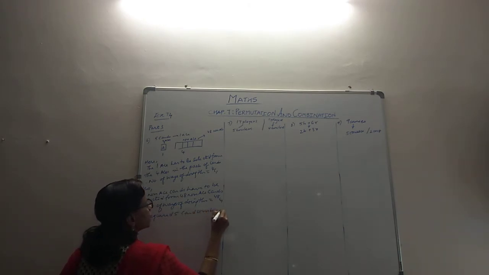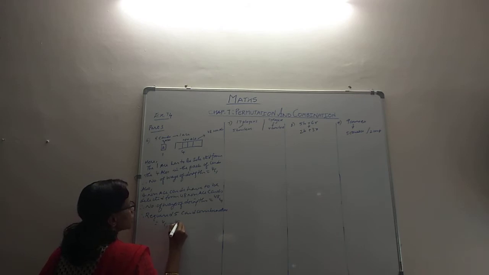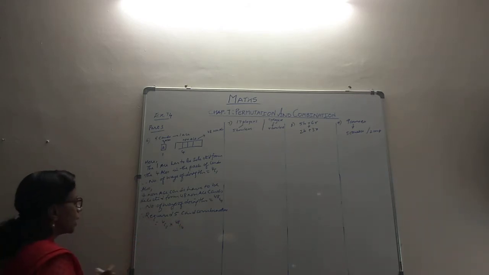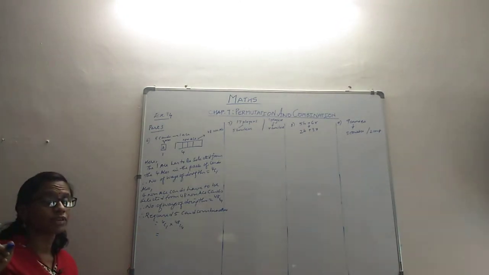Okay, so therefore the required 5 card combination. One work done in m ways, the other work done in n ways. Total number of ways of doing it is m into n. So 4C1 into 48C4. Okay. Literally you put up the values. Also nC1 is always n.